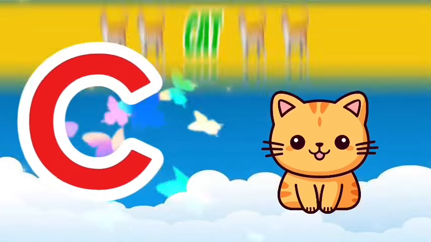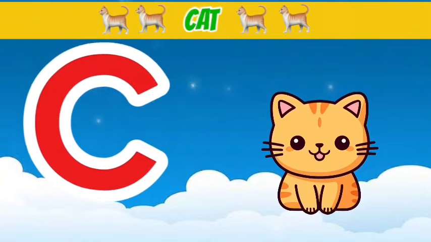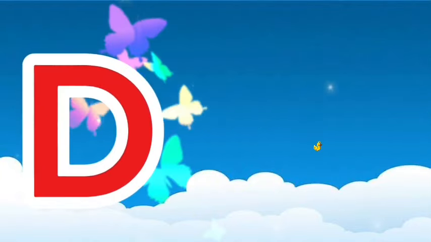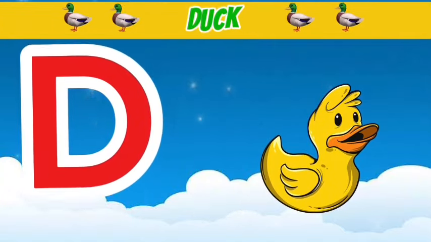C is for cat. C, c, cat. D is for duck. D, d, duck.